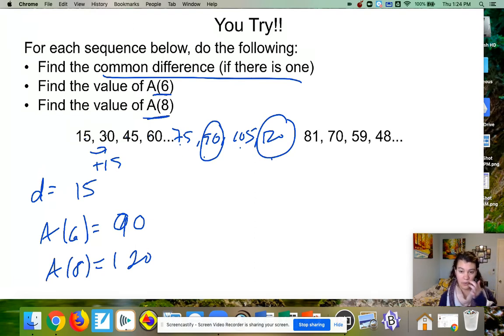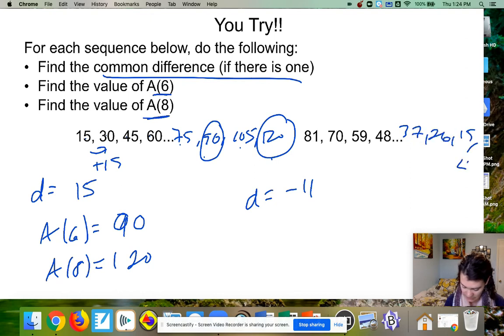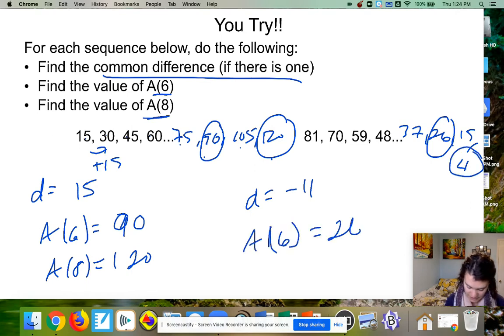So then looking at 81, 70, 59, and 48, we want to figure out the pattern. Here, our common difference is 11. So we're subtracting 11 each time. If we keep following this pattern, you'll get 37, and then 26, and 15, and 4. Here is your sixth term and your eighth term. So A6 is 26. A8 is 4. And there are your answers.